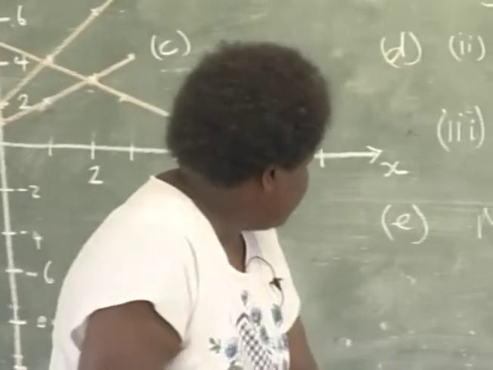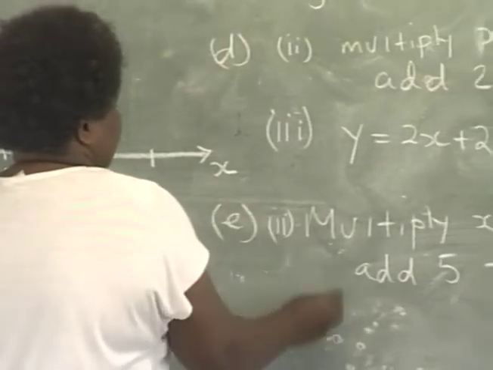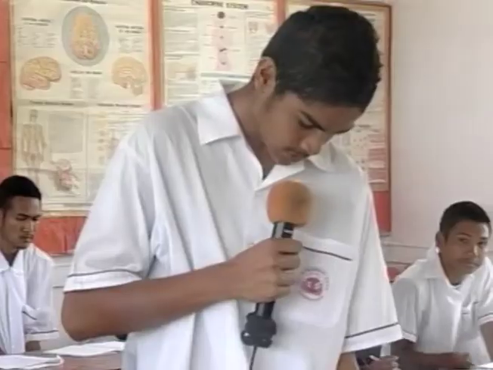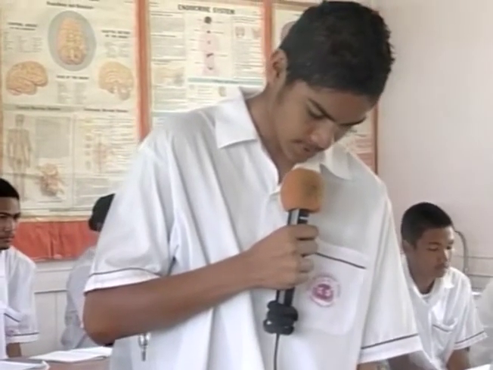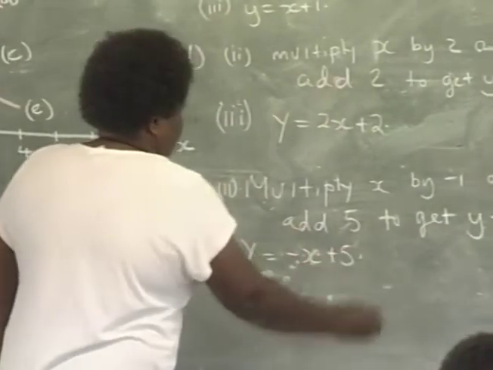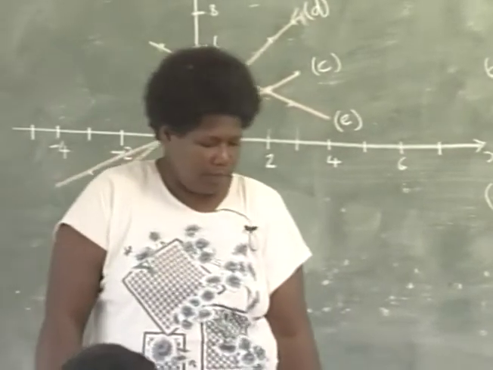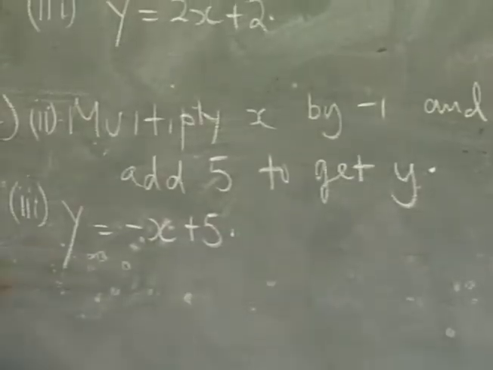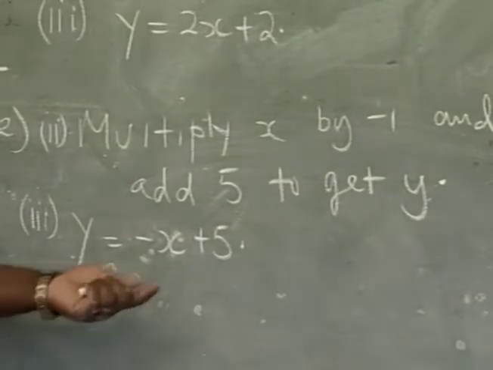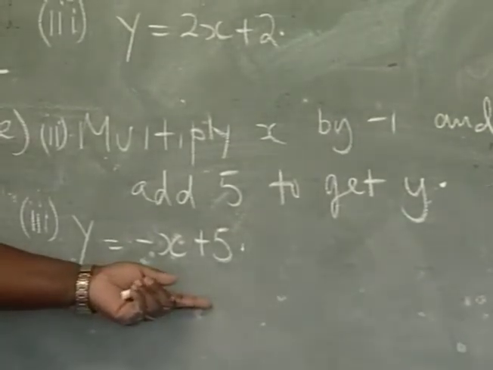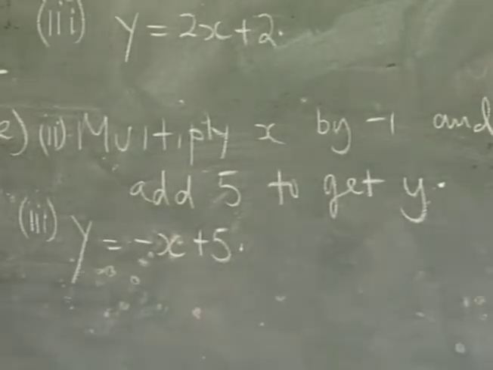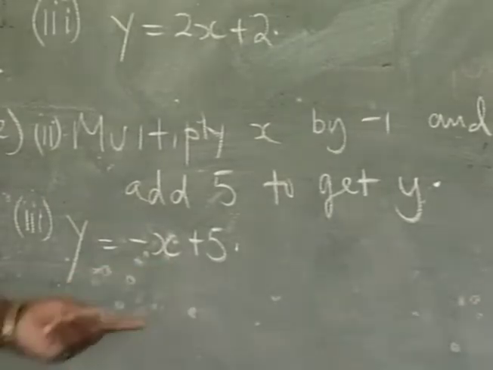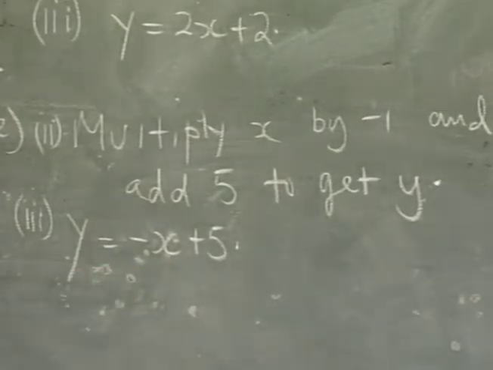Okay, so Andrew, what's the equation then? Y equals -x plus 5. Okay. Another way you could have done it was to subtract x from 5. It will still be the same as multiplying x by -1 and then adding 5. Otherwise, you subtract the value for x from 5 to get y.